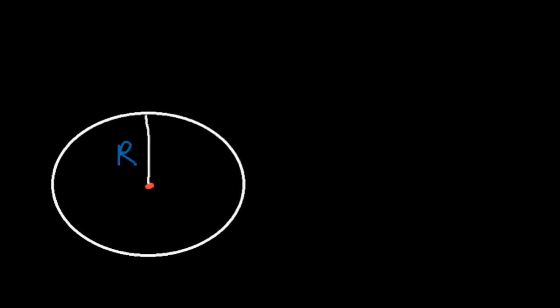In this video, we're going to be concerned about rotational motion, how fast an object is moving around a circle. So let's start with the circle. The distance between the center of the circle and any point on a circle is the radius.